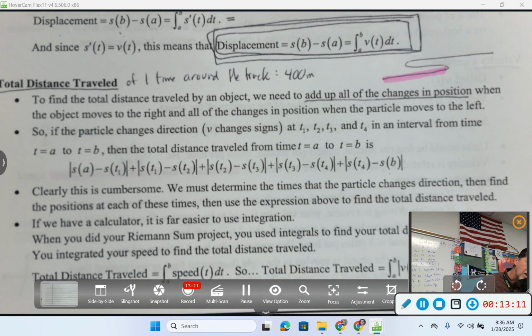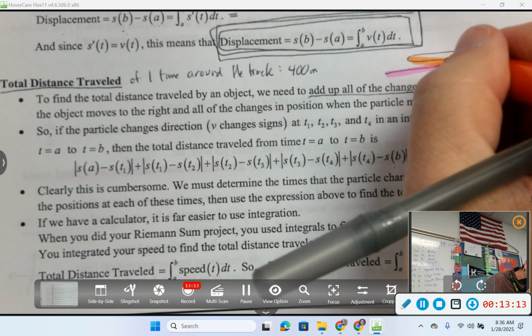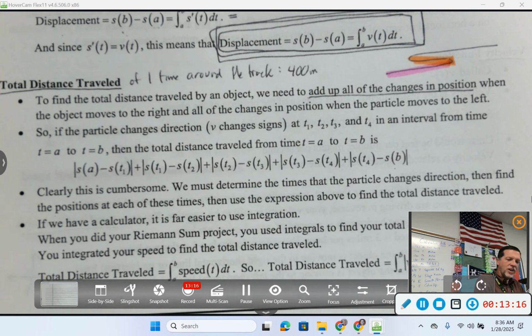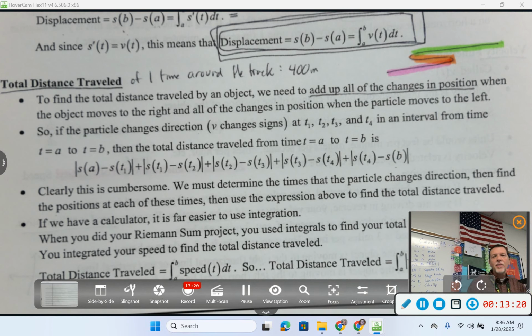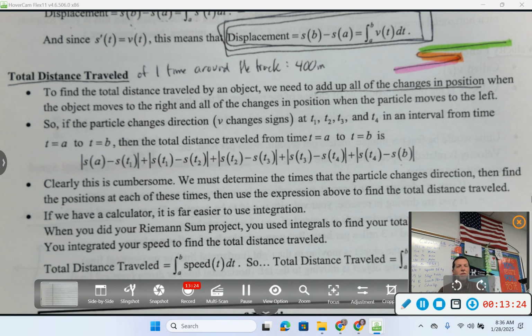distance plus this distance, which was tricky because you changed direction, plus that distance to get the total distance. So it's kind of a pain. It's going to be a little easier with a calculator.